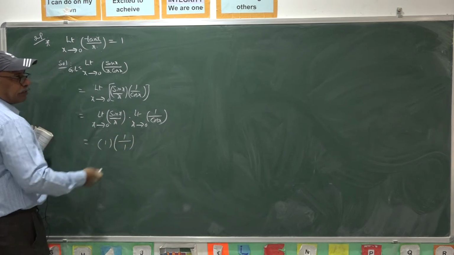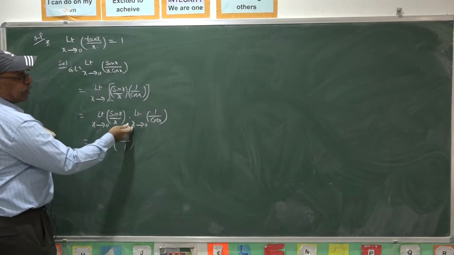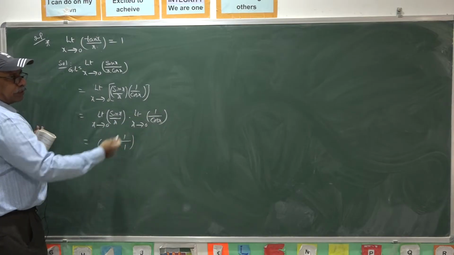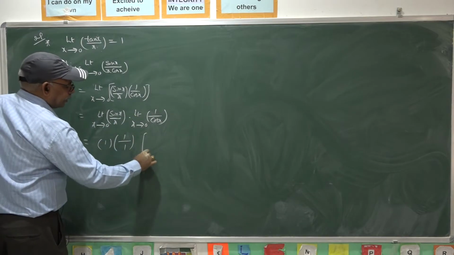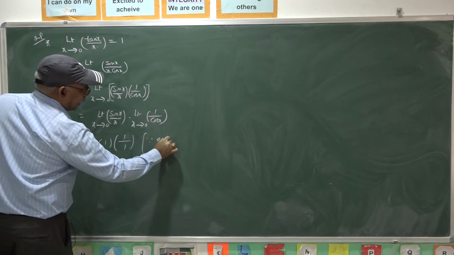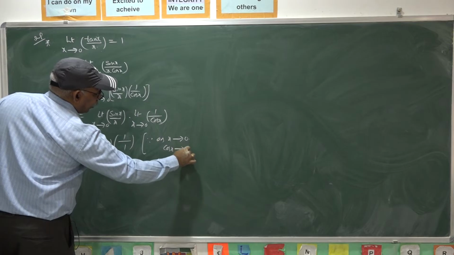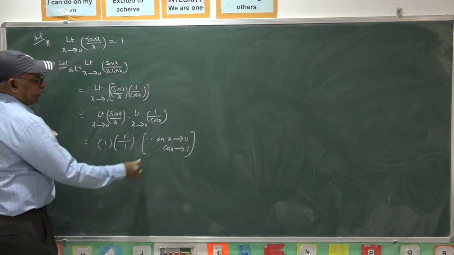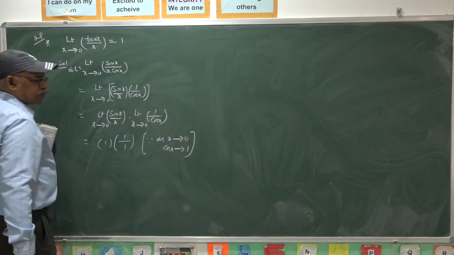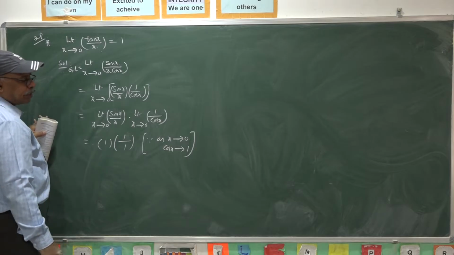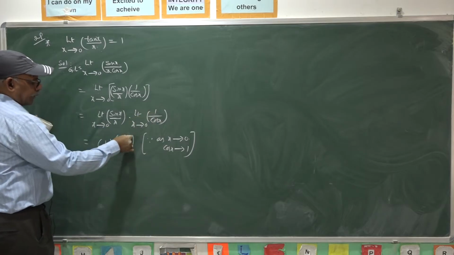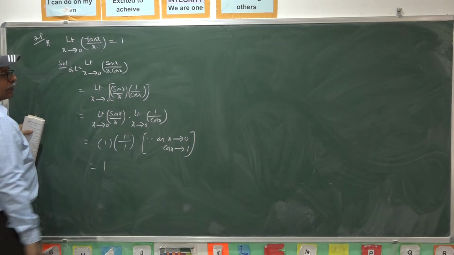Once the limit exists and takes a finite value, you can straight away substitute that value in that function. Since as x goes to 0, cos x is nearing 1, hence it takes the 1 by 1. So the required limit is 1.